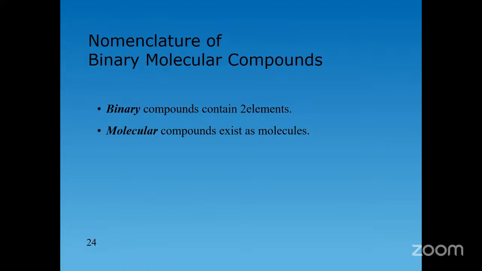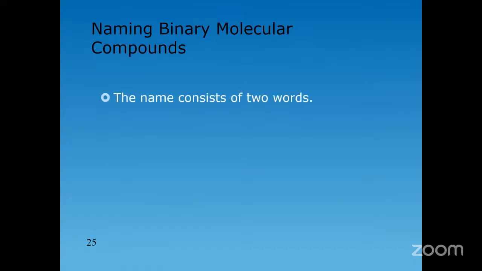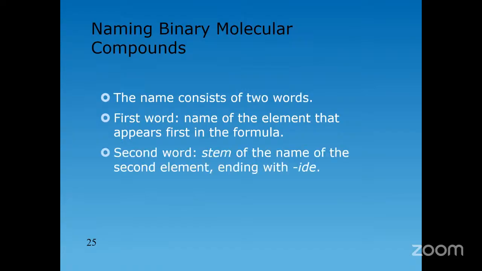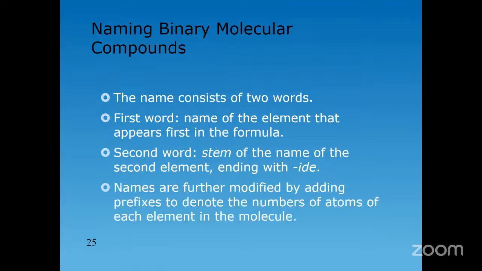So let's get into the rules for naming these compounds, right? The first rule is that the name consists of 2 words, the first of which is the complete name of the element that appears first in the formula. The second word, or second part of the name, is the stem of the name of the second element followed by the ending IDE, all right? So basically 2 words: the first word will be the name of the first element in the formula, and the second word will be the stem of the name of the second element ending with IDE, all right?